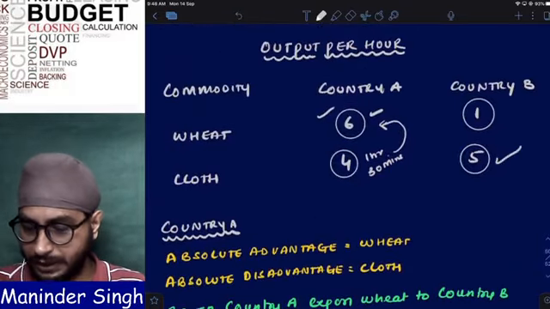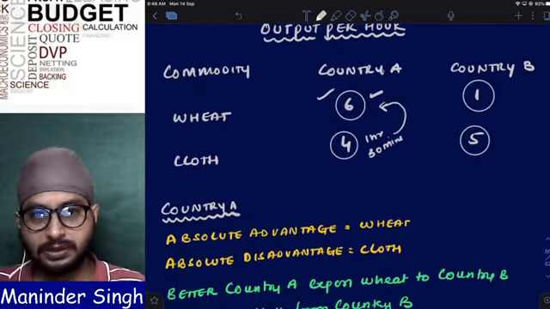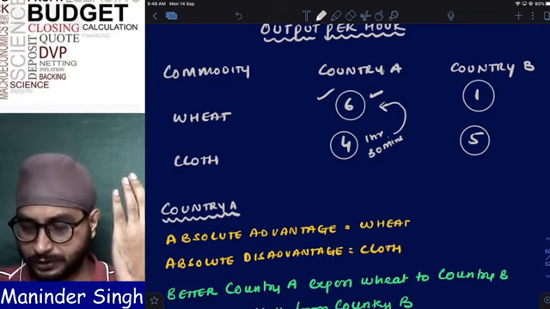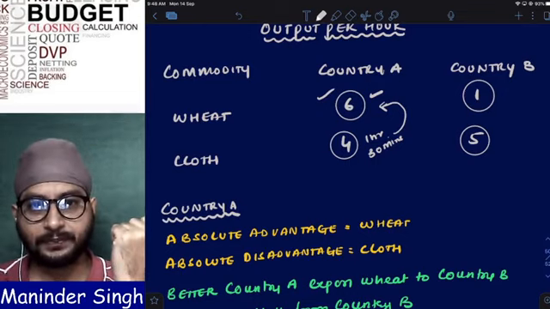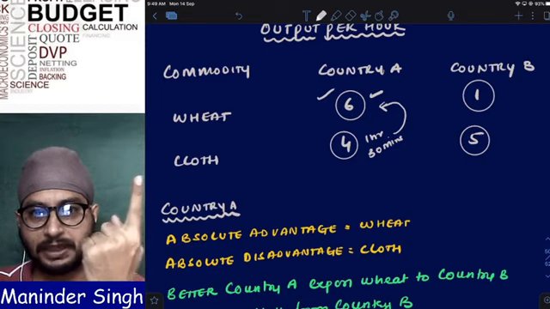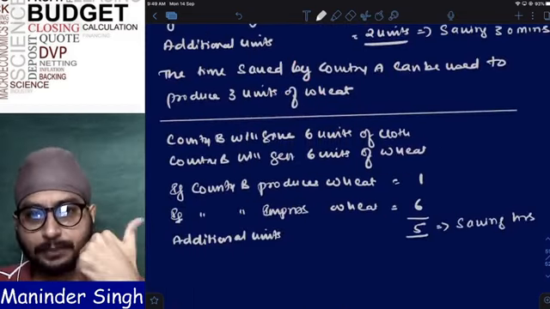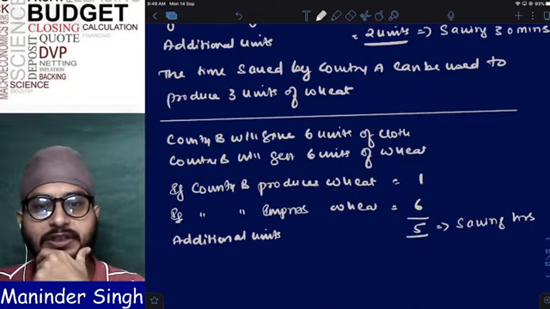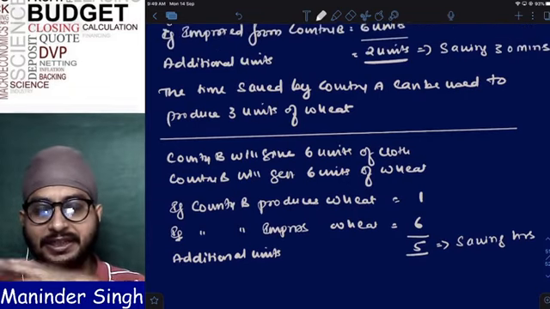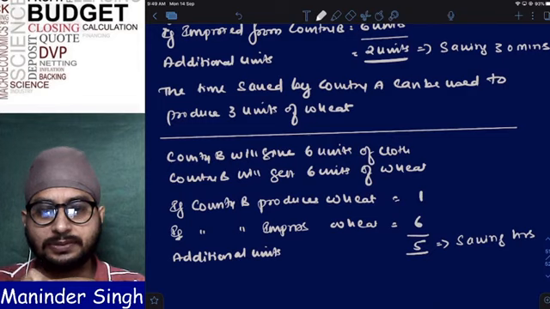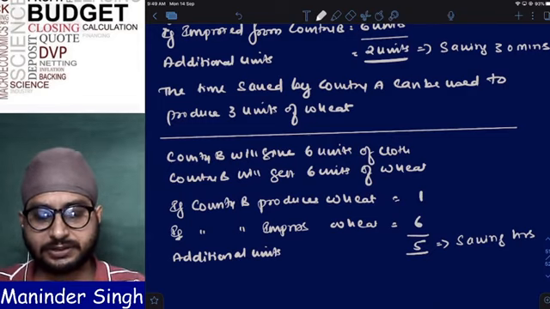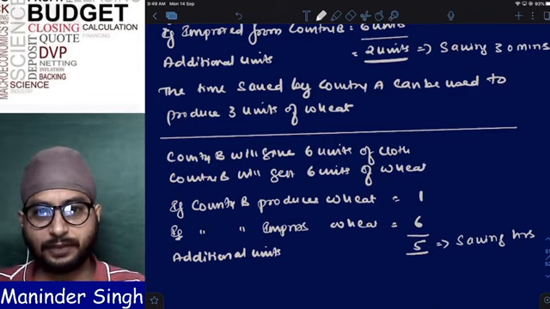In 5 hours, how many units of cloth can I manufacture to export, right? 25. In 1 hour if I am able to manufacture 5 units, I can manufacture and export 25 units, correct or not? Now tell, is it an advantage to both the countries?